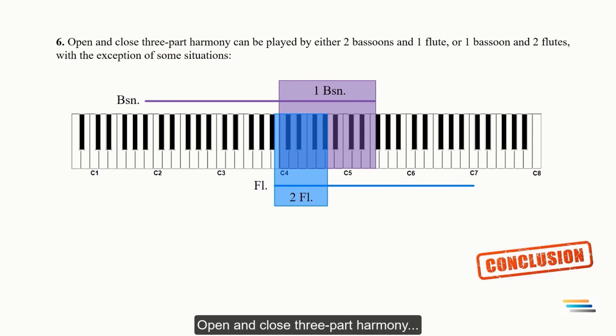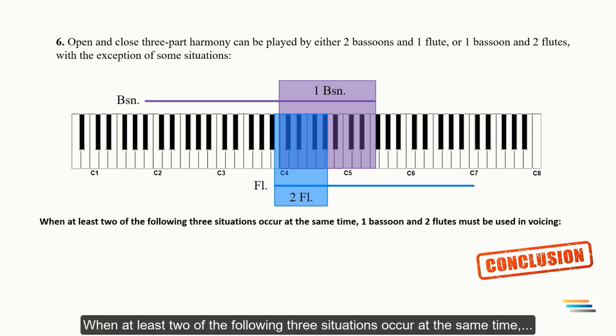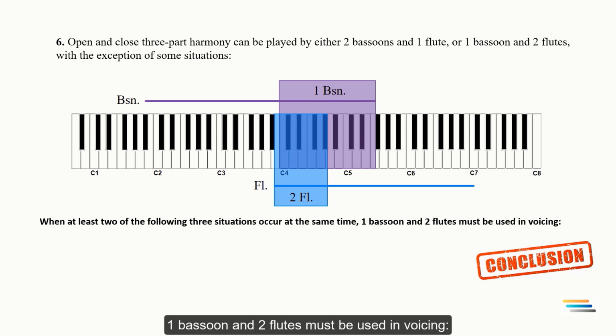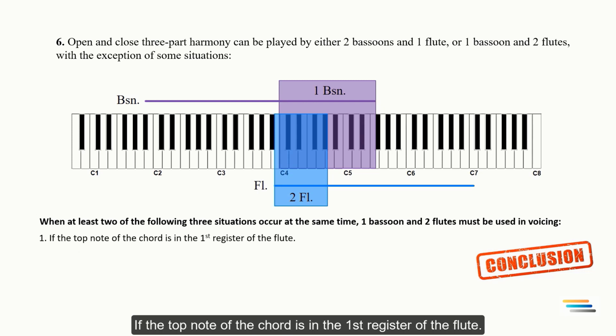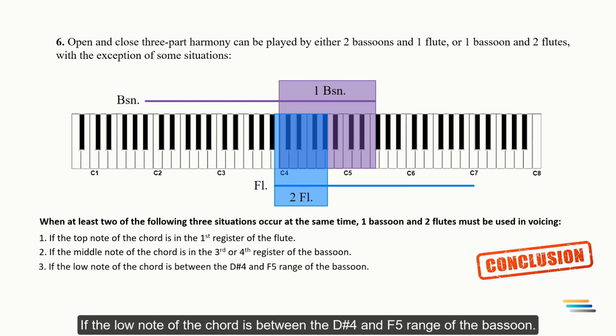Open and closed three-part harmony can be played by either two bassoons and one flute, or one bassoon and two flutes, with the exception of some situations. When at least two of the following three situations occur at the same time, one bassoon and two flutes must be used in voicing: if the top note of the chord is in the first register of the flute, if the middle note of the chord is in the third or fourth register of the bassoon, if the low note of the chord is between the D sharp 4 and the F5 range of the bassoon.